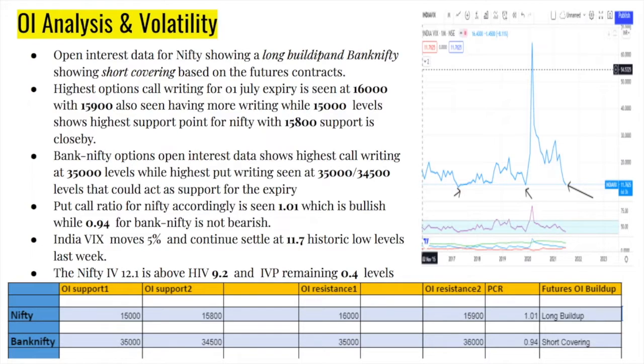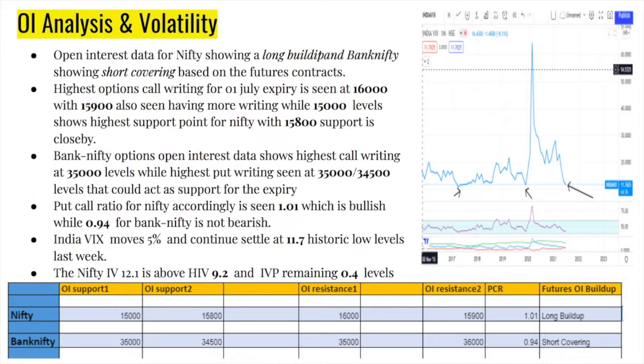The put call ratio in the Nifty can be seen as 1.01, which is kind of bullish, right? But Bank Nifty, it is not bearish, but it's almost at the edge, at 0.94, which is improved. So overall, put call ratio and open interest are all giving a bullish picture in general. Now, with respect to volatility, the India VIX has moved 5% overall. It has closed in red, a small body candle actually, right? You can see that it is 11.7.